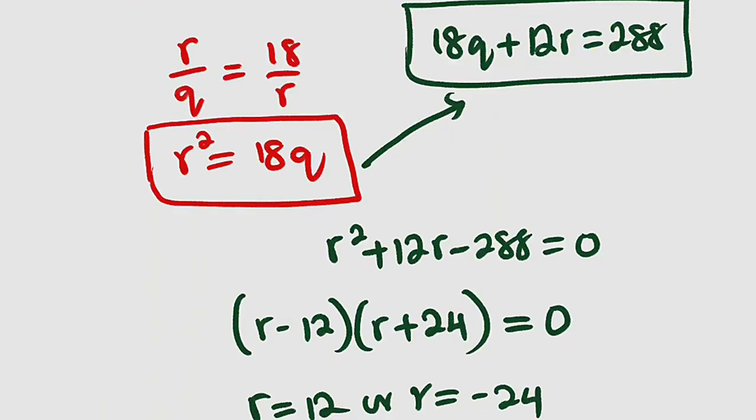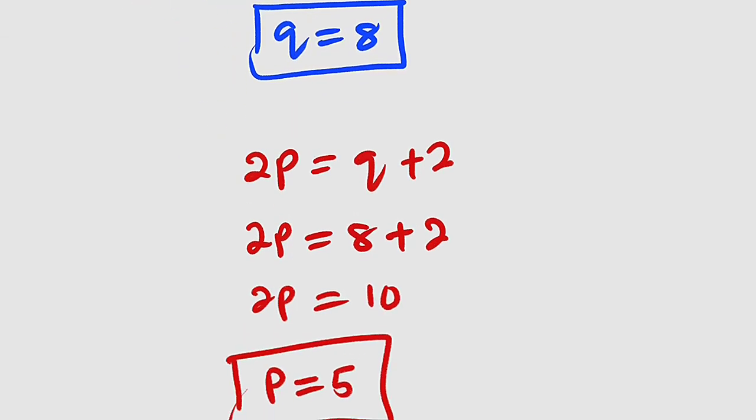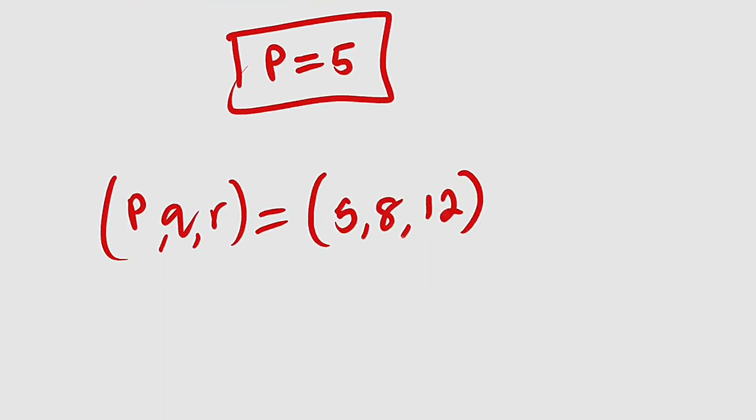But if you so wish, you can test them, because they say that P plus Q plus R equals 25. You can confirm: 8 plus 12 is 20, plus 5 is 25.